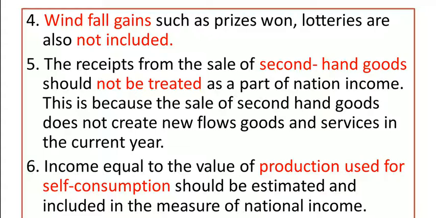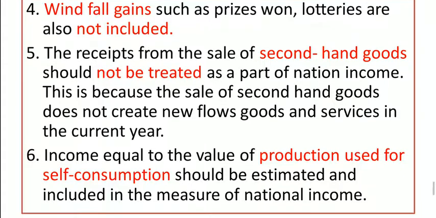Suppose you are going to sell second hand goods and there is some broker or dealer in between, between the seller and the buyer, and he makes the deal. That means the broker or the dealer will get some income or commission from this deal. That commission and that income will be counted in national income, but the sale of second hand goods will not be treated as a part of national income.